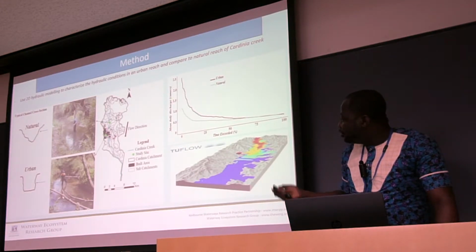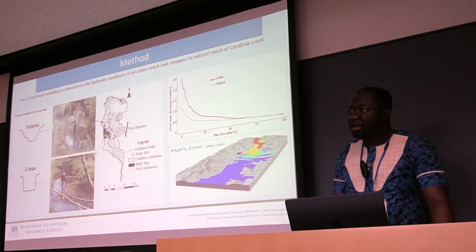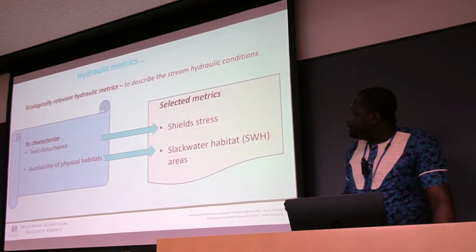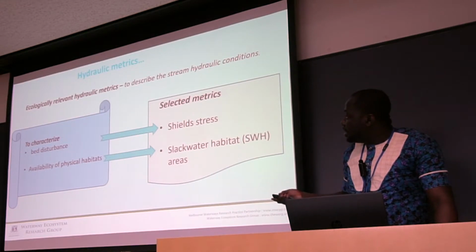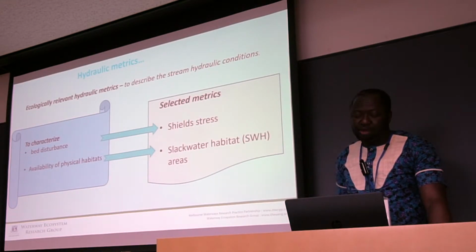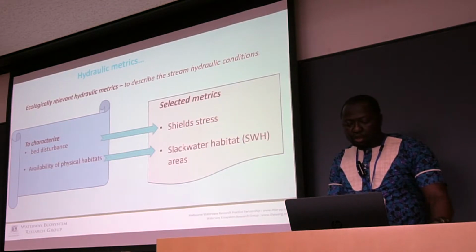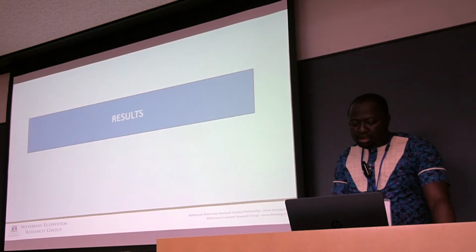Then I used 2D hydraulic modeling to model the hydraulic conditions. I selected multiple ecohydraulic relevant metrics, but for this presentation, I'm just going to talk about shear stress, which characterizes the channel bed disturbance, and also slackwater habitat areas, to characterize the physical habitat availability within the channel.